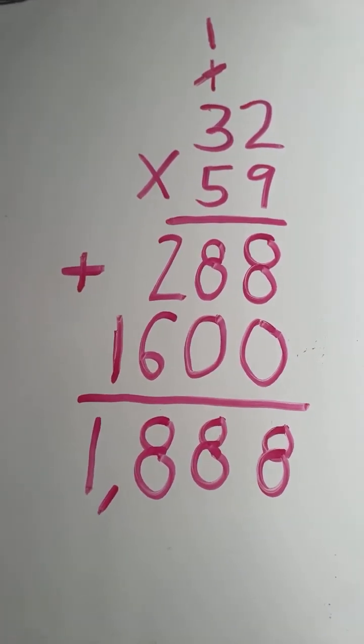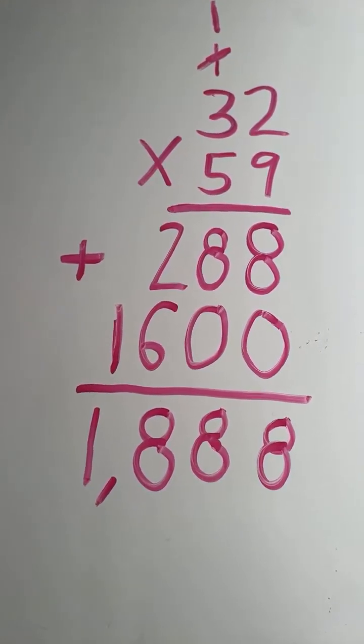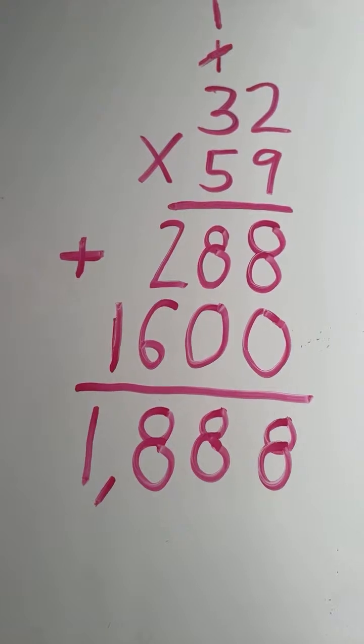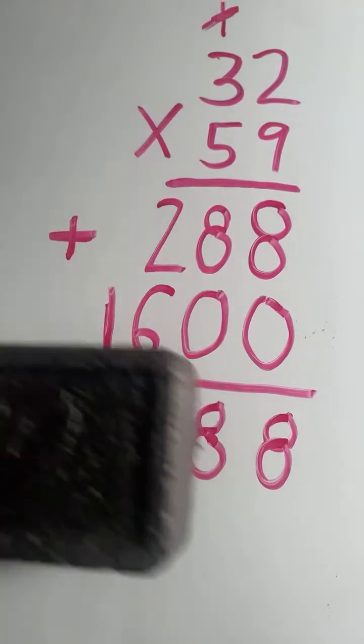And we have our final answer. 32 times 59 equals 1,888. All right, moving on to our next example problem.